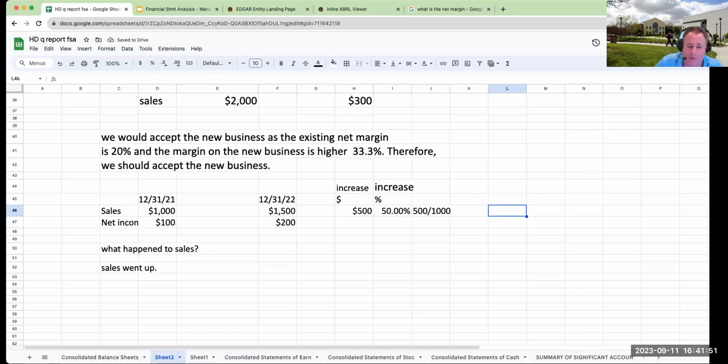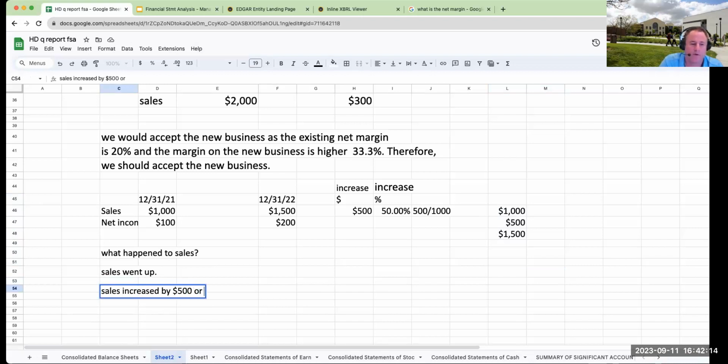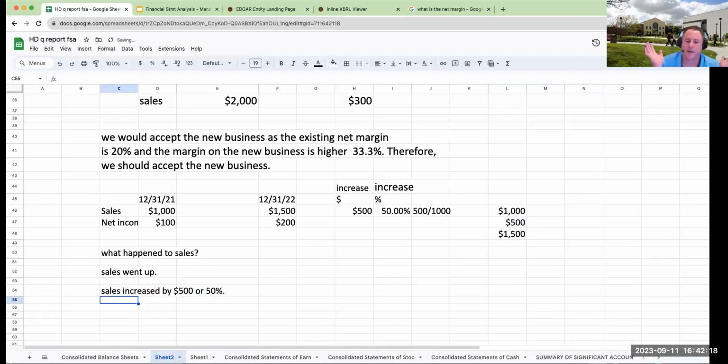How do I know that's right? Take your original sales, then say, well, if this increased by 50% or 500, my new sales, which are right over here, would now be at 1,500, right? So the better explanation would be: sales increased by 500 or 50%. That's what you can say.